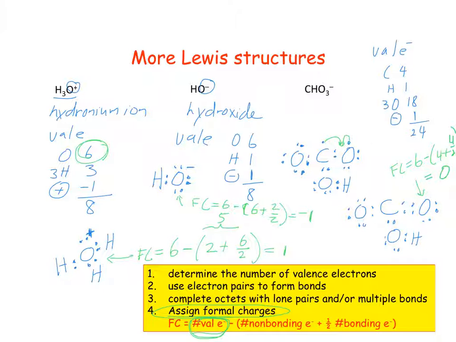Let's try this bottom one here. Formal charge equals 6. That's the same for all of the oxygens. So we subtract from that all the non-bonding, 4 non-bonding, plus half the bonding. We have 2 bonding pairs, 4 halves. So we got 6 minus 6 equals 0. That one doesn't have a charge on it either.